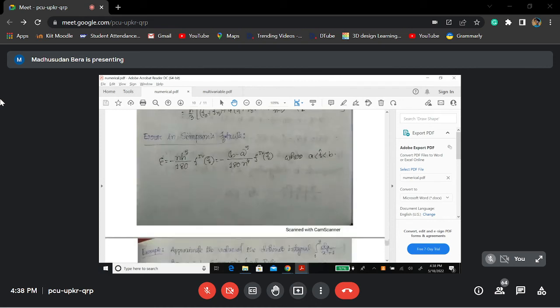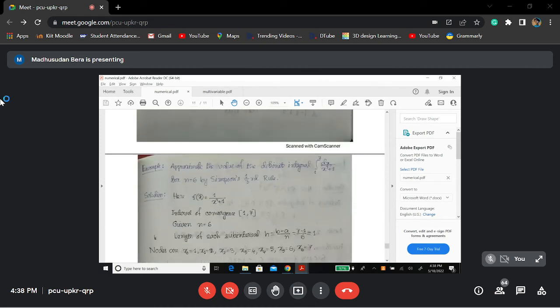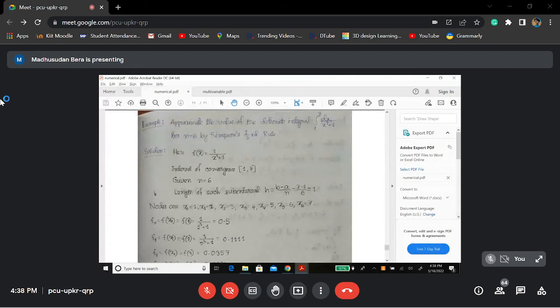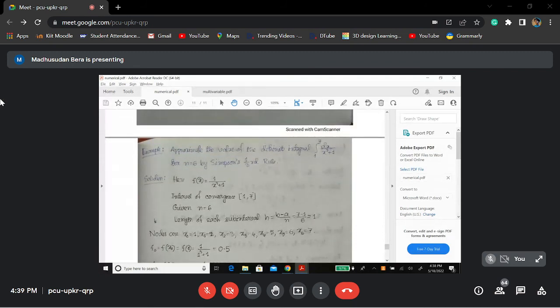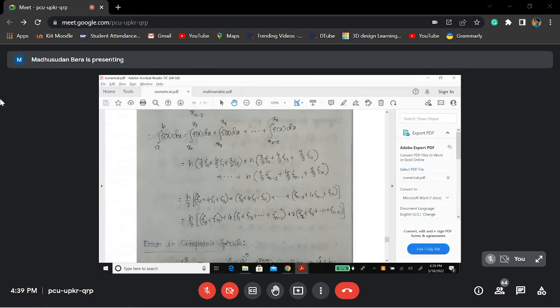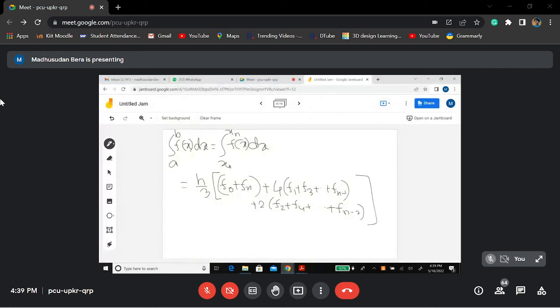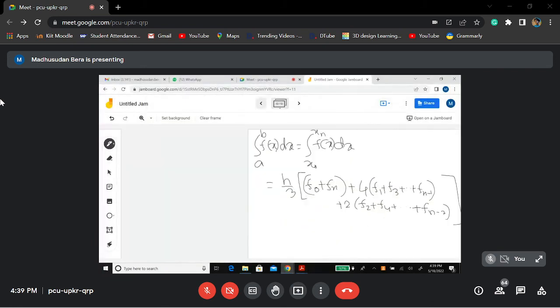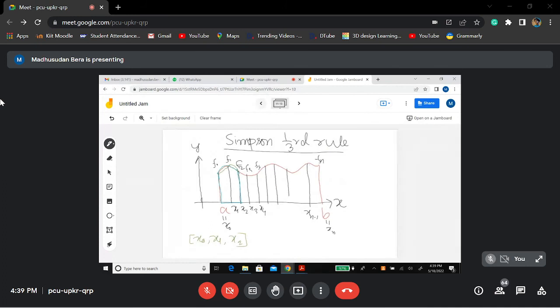Okay. Now see, one question is here. The same question is done by Simpson 1/3 rule. What will n be, even or odd, for Simpson 1/3 rule? We are taking two sub-intervals at a time. That's why n must be even. So the number of sub-intervals will be even. Is that okay?